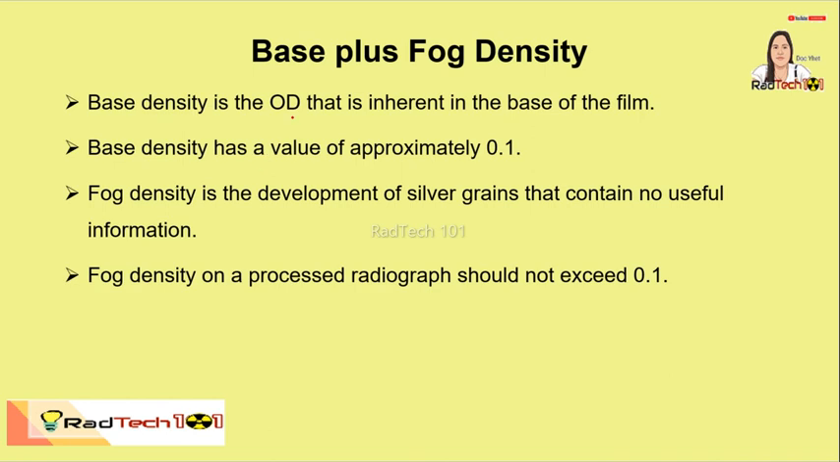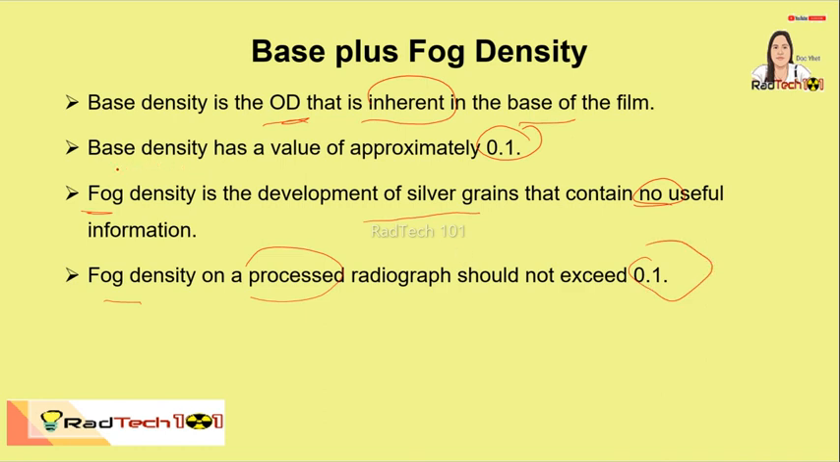So base plus fog density is the optical density that is inherent in the base of the film during manufacturing. So it is already present, inherent nga. So the base density has a value of approximately 0.1, while the fog density is the development of silver grains that contain no useful information. Because it is fog. Unwanted exposure, unwanted density. So fog density on a processed radiograph should not exceed 0.1.